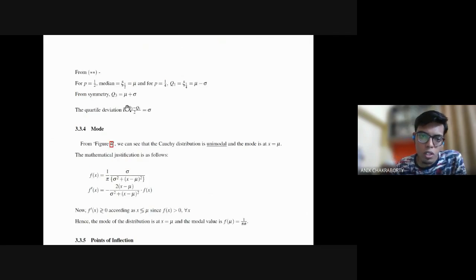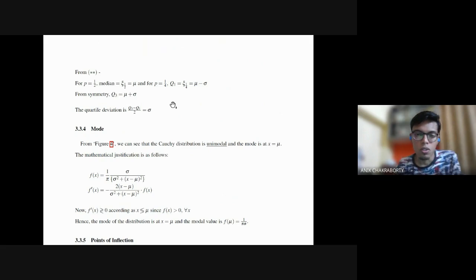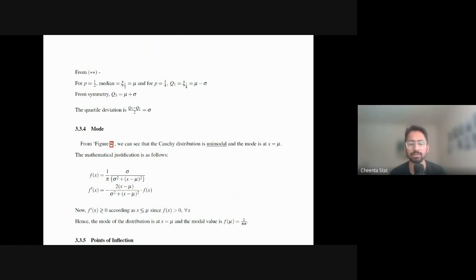Here we calculate the median and the quartile deviation. Interesting, the quartile deviation comes out to be sigma, which is the scale parameter of Cauchy. Is it the same for the normal? I don't think so; it's about 0.67 sigma, something else. But it's interesting that Q3 minus Q1 turns out to be sigma.